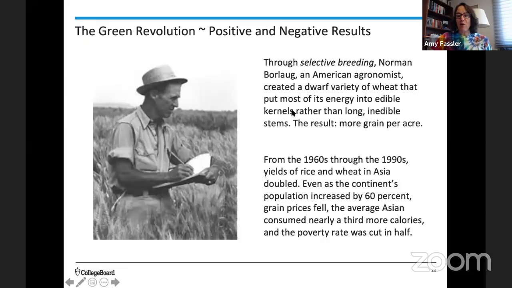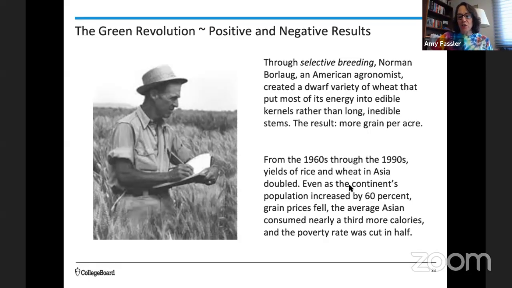And then the result was just a lot more grain to feed a lot more people. And the results were dramatic. Throughout the 1960s up through the 1990s, similar varieties of rice were developed. Borlaug really focused on the wheat, but the promise and benefits of the Green Revolution were most seen throughout Asia. And in fact, that's because that's where a lot of population increases were happening.